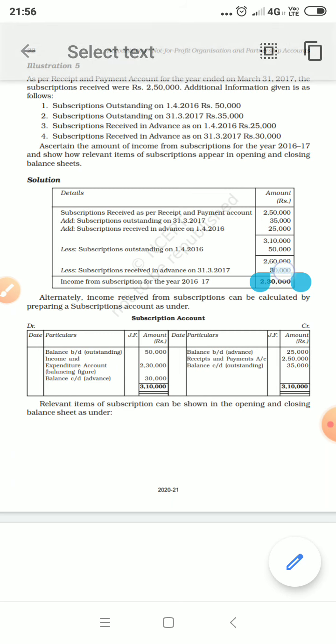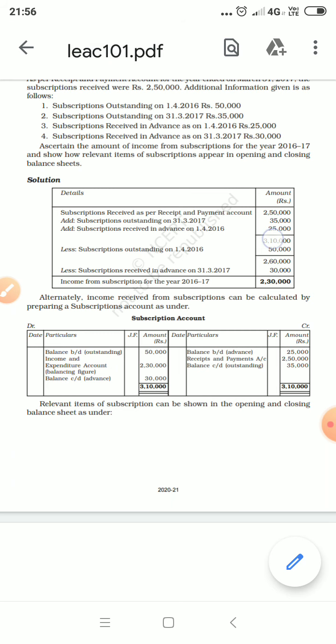Then we have to subtract any subscription received in advance during the current year, because it belongs to the next year. Okay, so this is the formula and that is how they have done. Stick on to this formula.